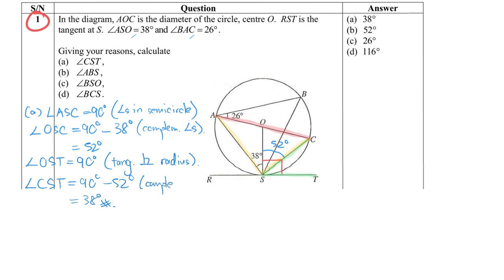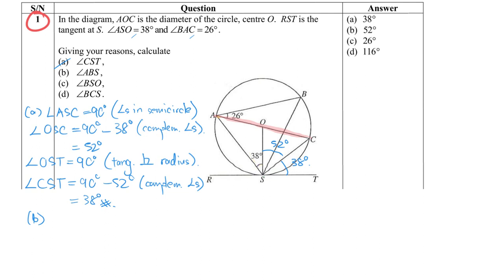Complementary angles. So that's A. Pretty long, but don't worry, the rest should be faster. ABS. Okay, let us erase the not so important arcs that you should have used your finger to trace. And I will also put in the other values. This is 38.